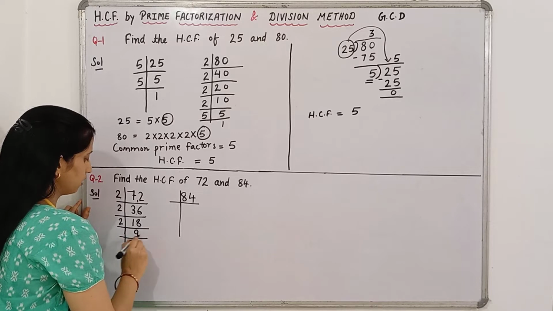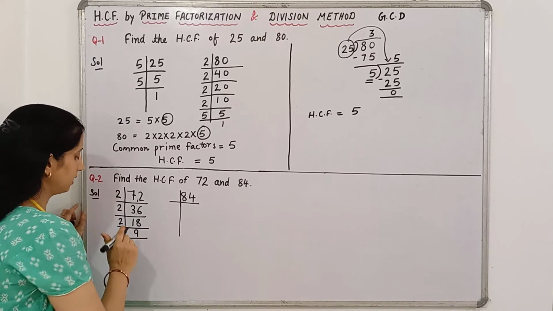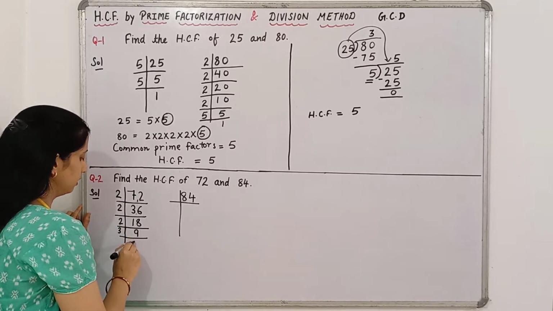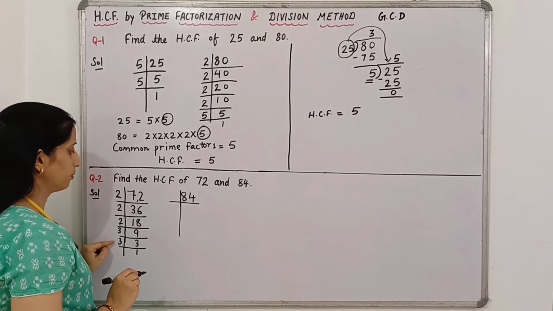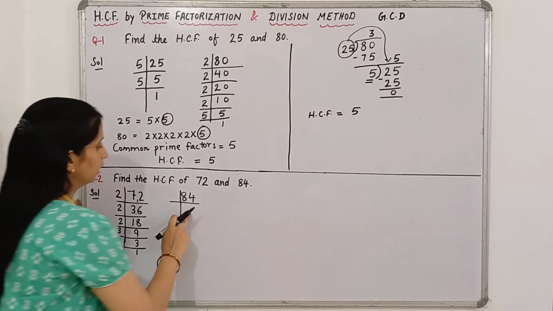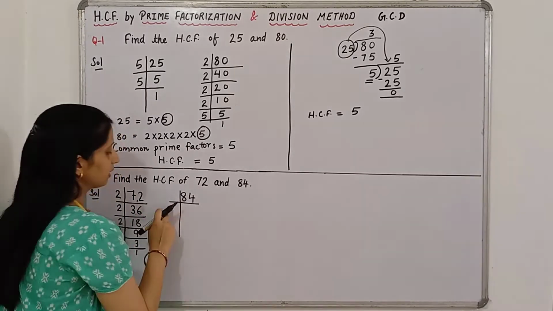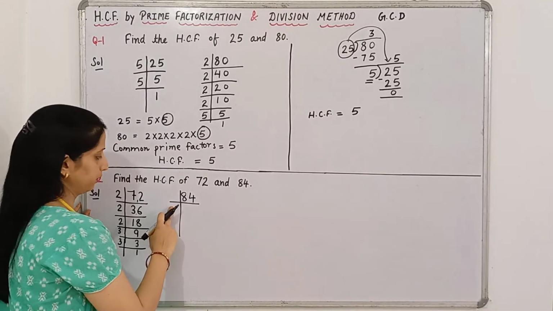And at last this 9 will be divisible by 3. 3 3s are 9 and 3 1s are 3. So these are the prime factors of 72. Now here by the similar procedure we will get the prime factors of 84.